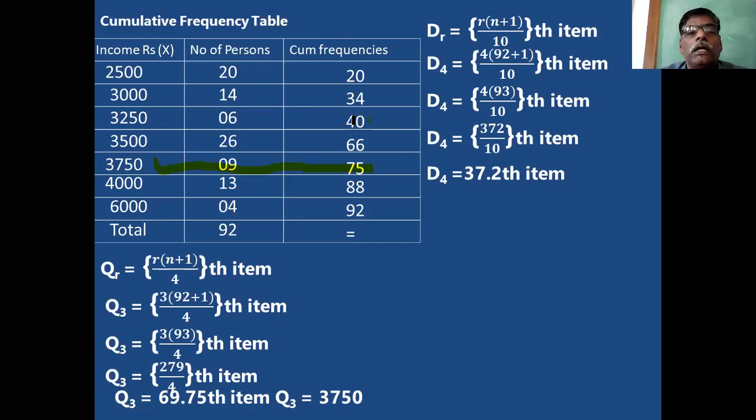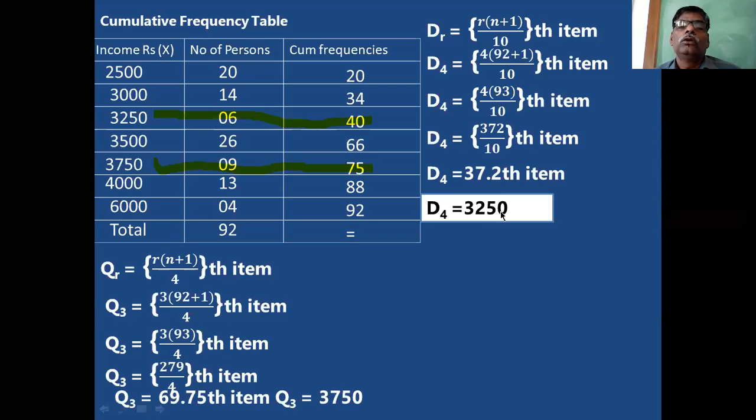Therefore, in this line you see the X value, which is 3,250. 3,250 is called the fourth decile. Therefore, the fourth decile is equal to 3,250. 3,250 is equal to D4. Okay, the D4 answer is 3,250.